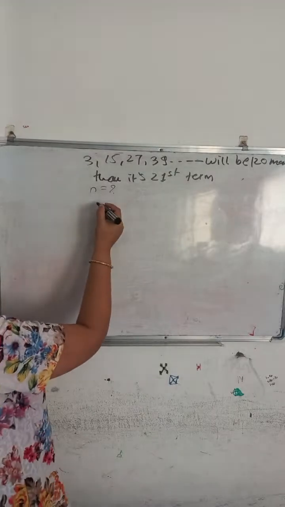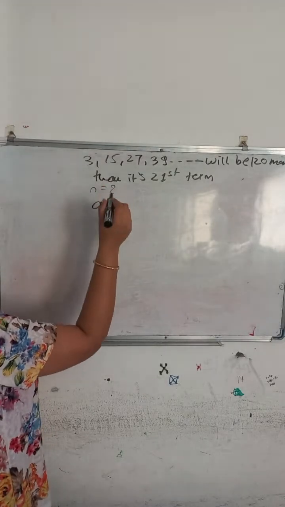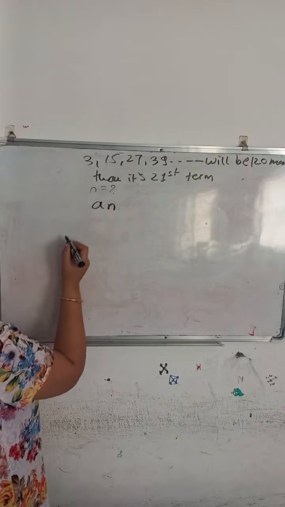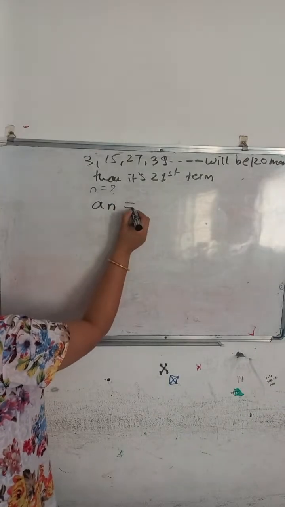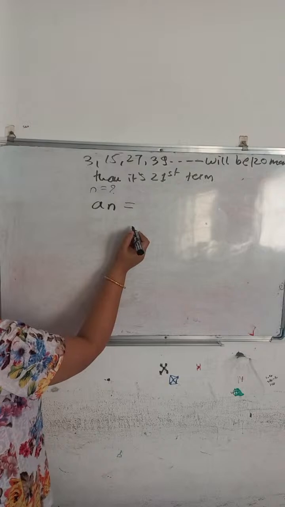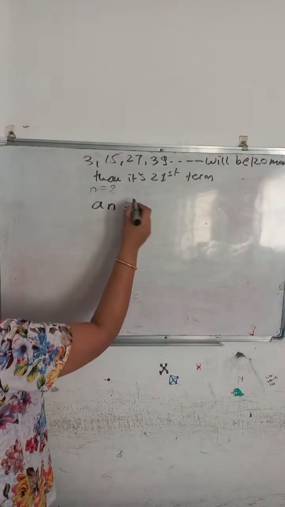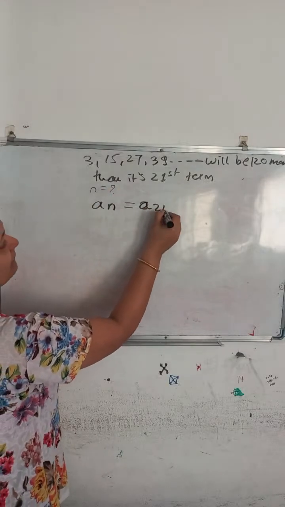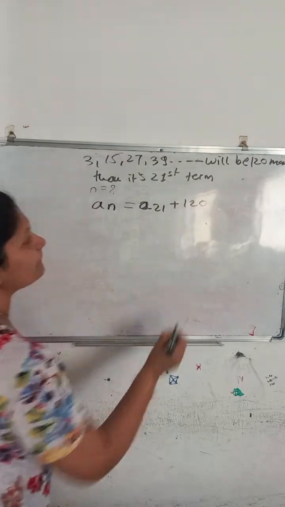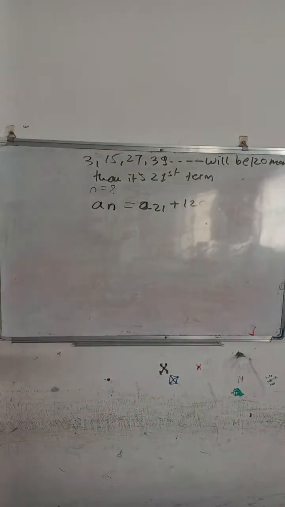According to the statement given, we can write here an is equal to 120 more than its 21st term. So an equals a21 plus 120. Are you getting this? So here we have to find the answer for this.